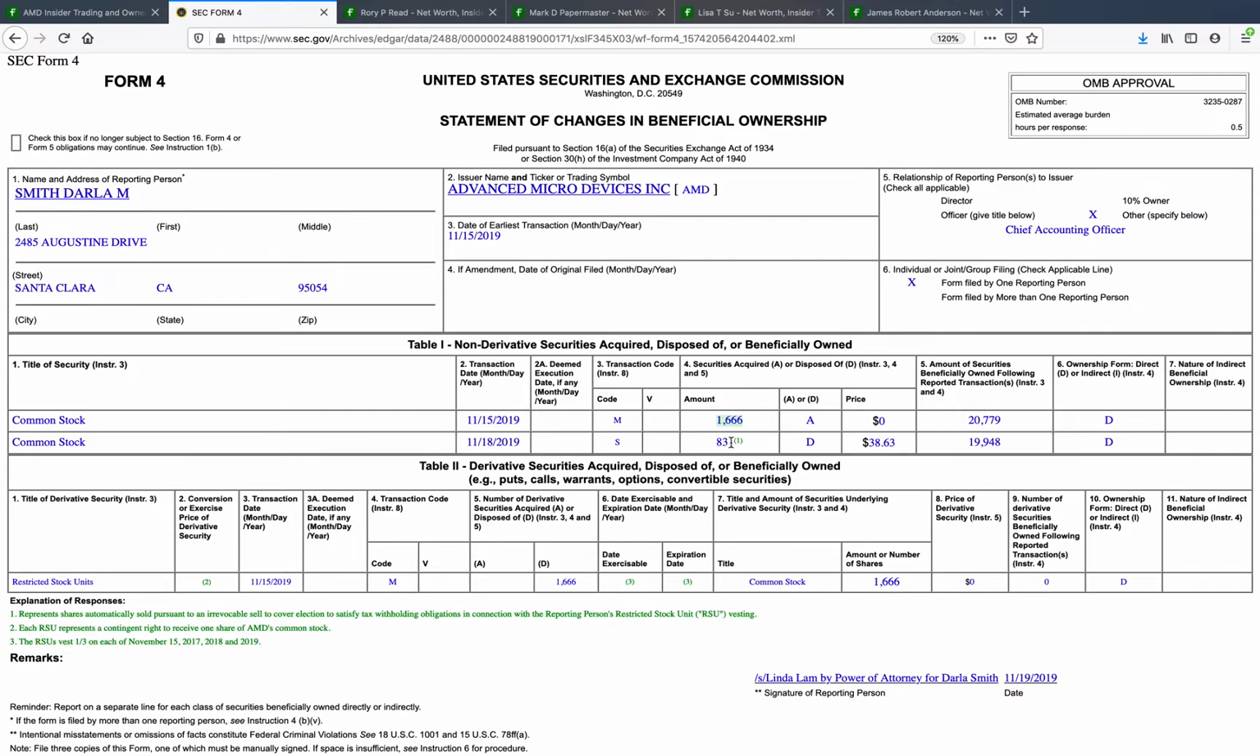She sold 831 of them for $38.63, making her total share count down to 19,948. That's kind of what this means here.